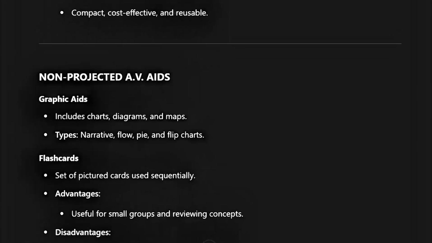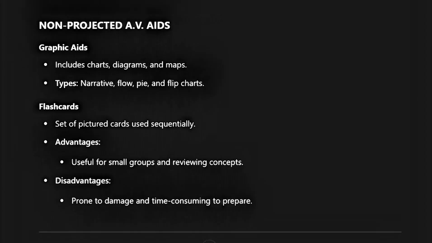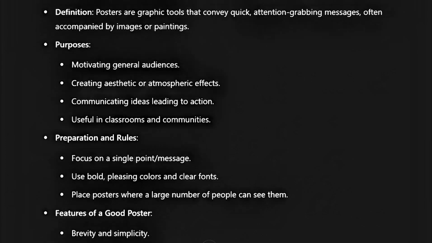Non-projected AV aids include charts, diagrams, and maps. Types: narrative, flow, pie, and flip charts. Flashcards, set of pictured cards used sequentially. Advantages: useful for small groups and reviewing concepts. Disadvantages: prone to damage and time-consuming to prepare.